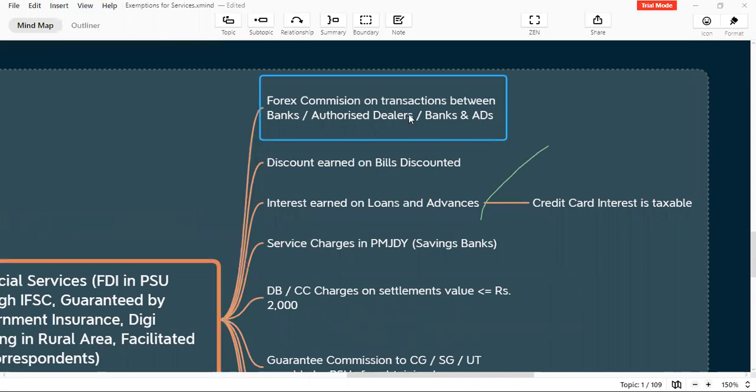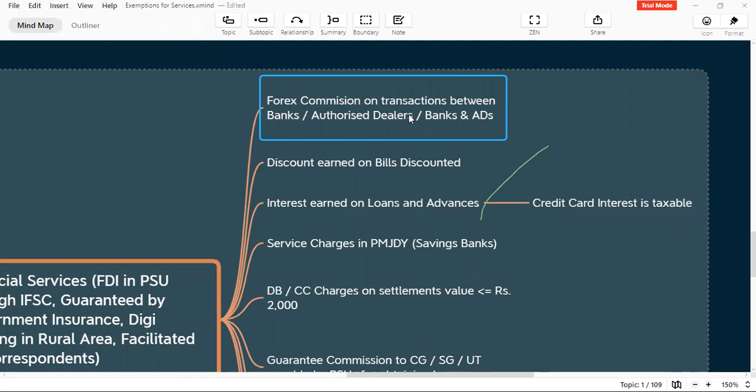For example, let's say there is one bank which is HDFC Bank. There is another bank which is Standard Chartered Bank. Now Standard Chartered Bank from USA sends money to HDFC Bank in India. So Standard Chartered Bank USA has appointed HDFC Bank in India as its agent.